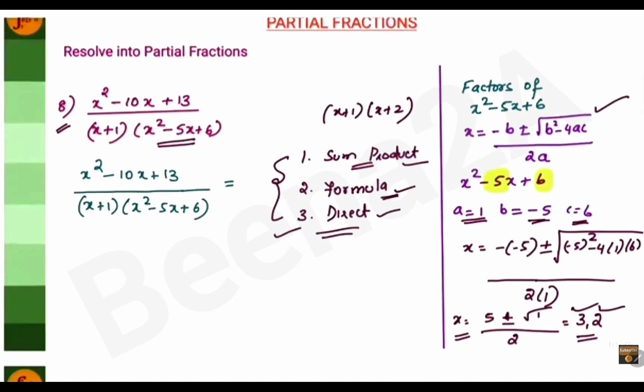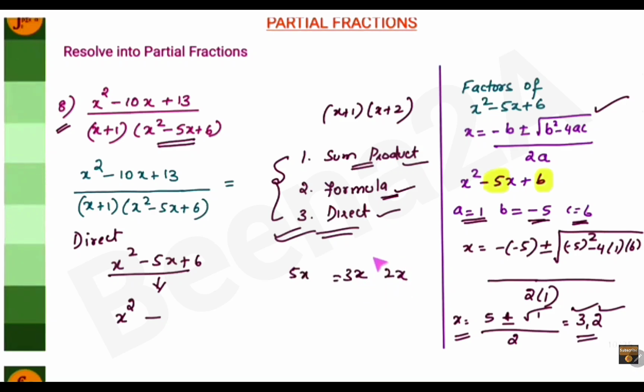Direct method. How would I do it in the direct method? I'll have to split minus 5x into two terms. So I can write 5x as 3x and 2x. Since there is minus 5x, I'll have to write it as minus 3x and minus 2x. So when I add these two, it's going to be minus 5x, right?